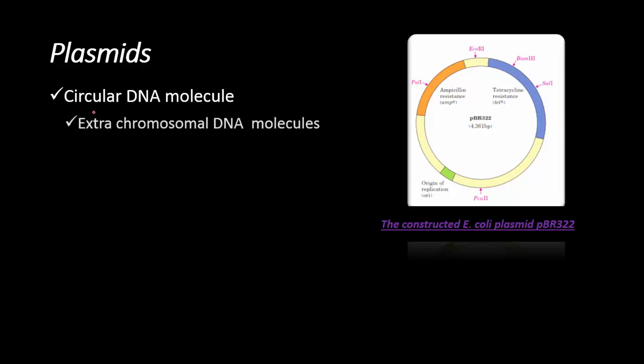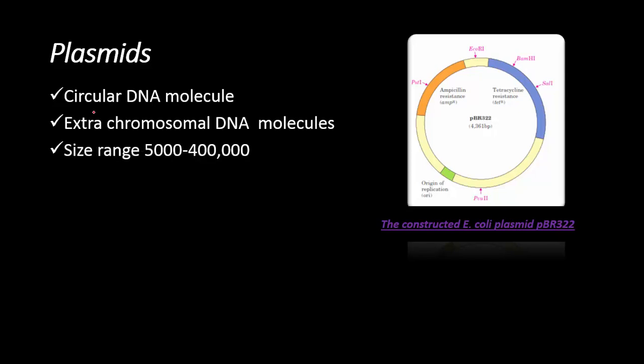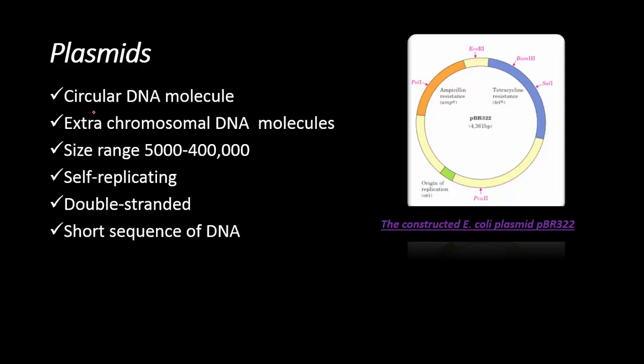So first we study what is plasmid. Plasmids are circular DNA molecules, and they replicate separately from the host chromosomal DNA. They are extra-chromosomal DNA molecules, and their size ranges from 5,000 to 400,000 base pairs, and they are always double-stranded and short sequences of DNA.